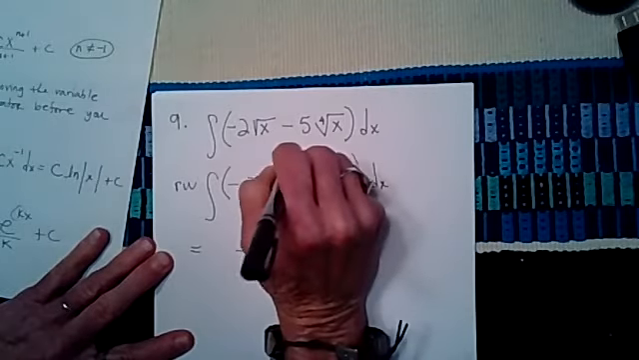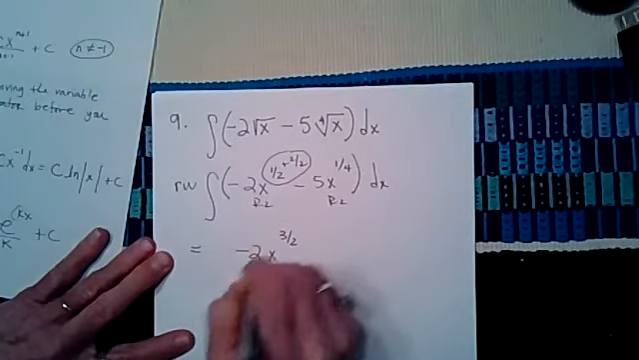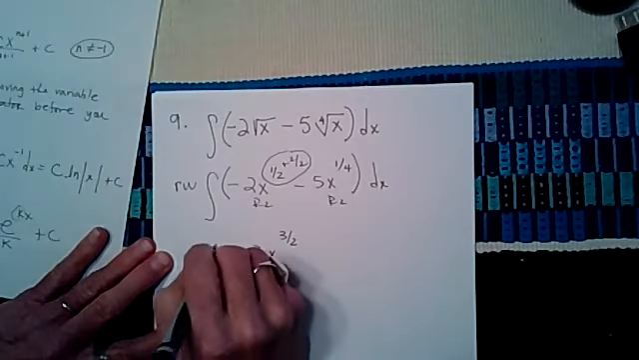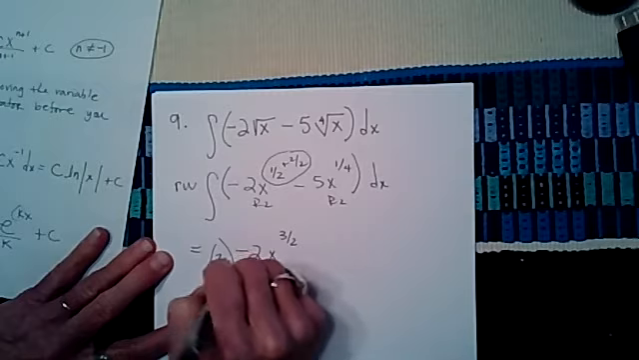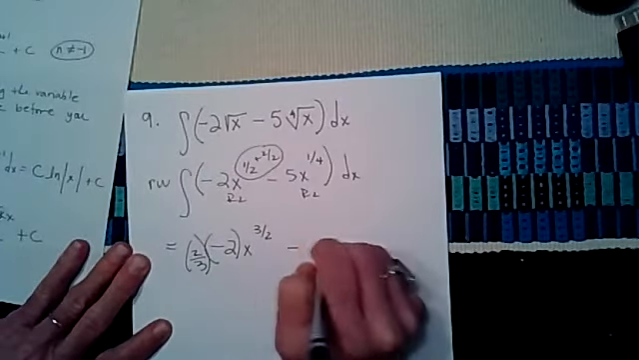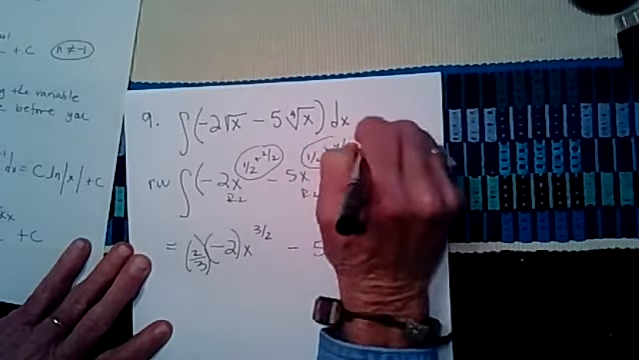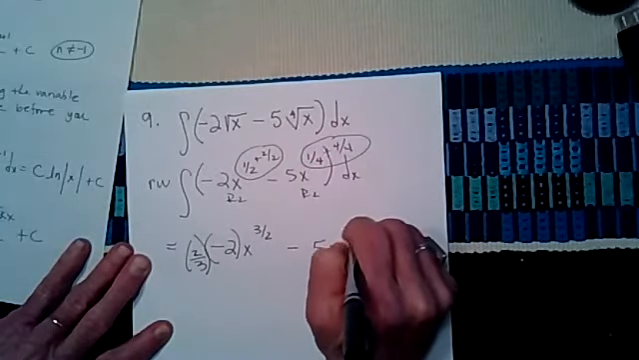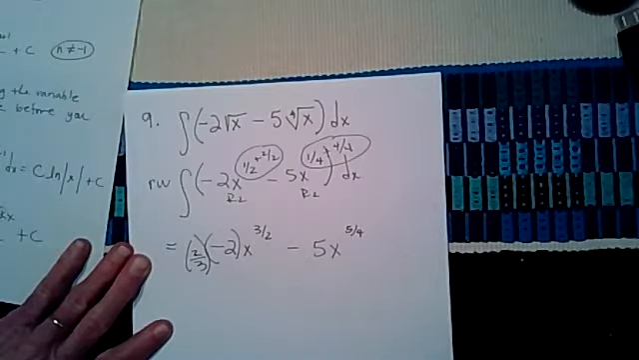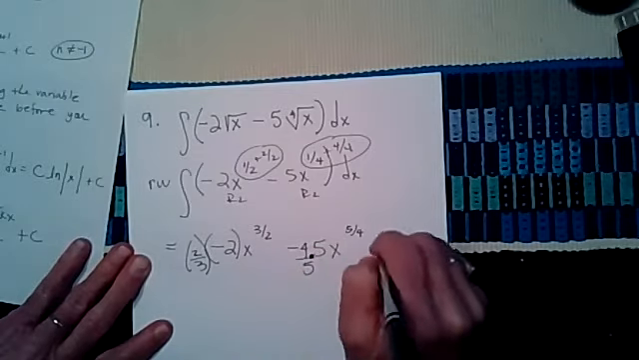So when I add 1 to 1/2, what's my new exponent? 3 over 2, and I divide by 3 over 2, but I said I like it better to just multiply by 2 over 3. And be careful of that minus, because you're multiplying, not subtracting. So minus 5x, and when I add 1 to the exponent, 1/4 plus 4 over 4 is 5 over 4, and I divide by 5 over 4. You can do it on your calculator and get a fraction, or multiply by 4 over 5 plus c.